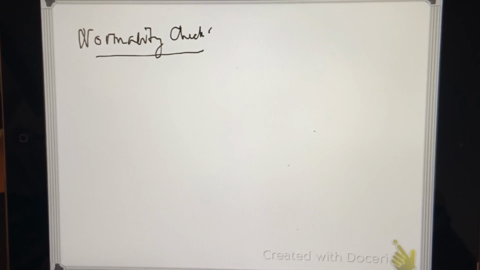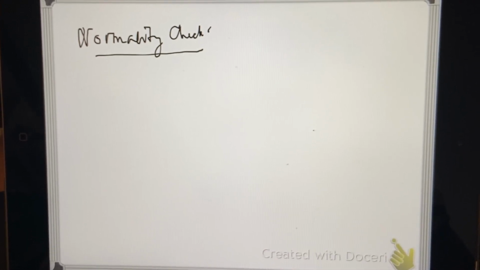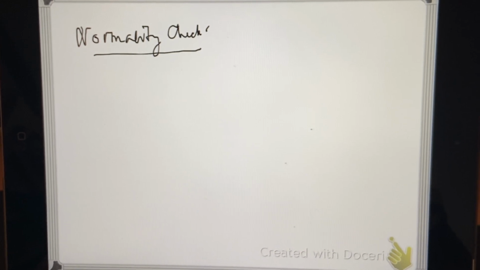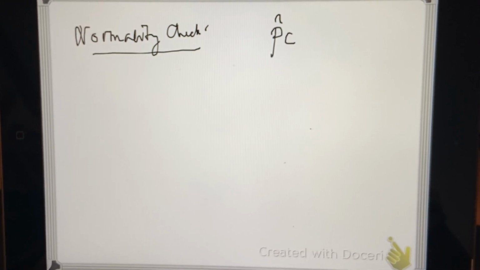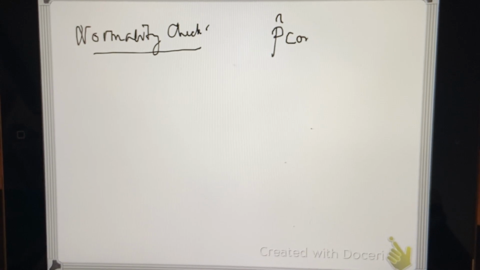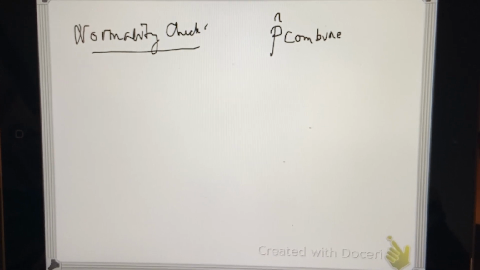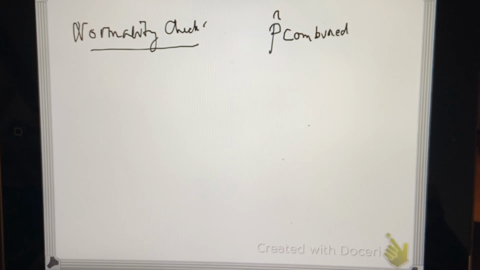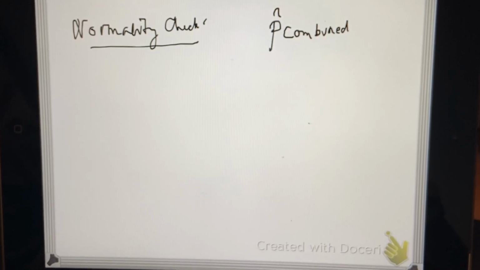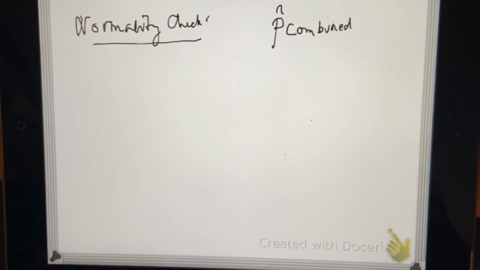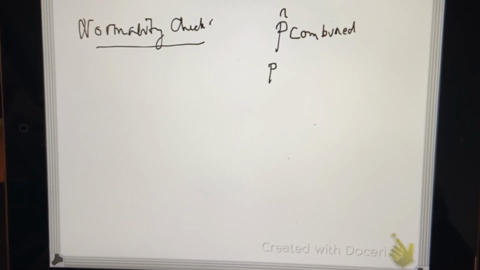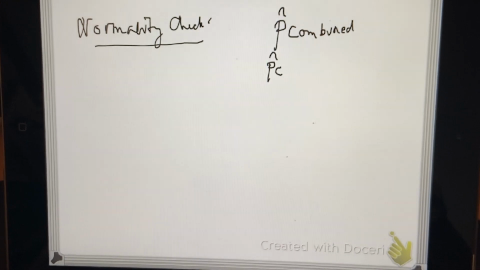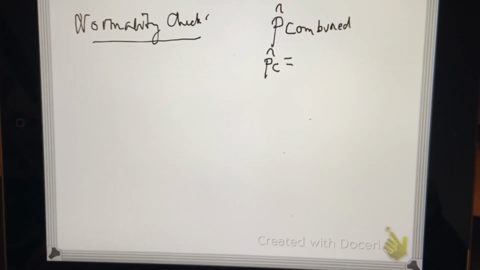So normality. Now, with this type of test, I run into a brand new p. I'm going to label it p hat combined, and you're going, what does that mean? Don't freak out. I'm going to combine the two proportions, so I'm going to label it p hat subscript C.